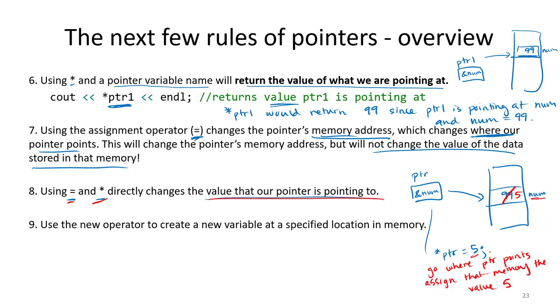Finally, last rule, we can use the new operator to create a new variable at a specific location in memory. We'll cover more examples of that in just a moment. Let's go through these rules in detail, one by one, and do a few more examples.